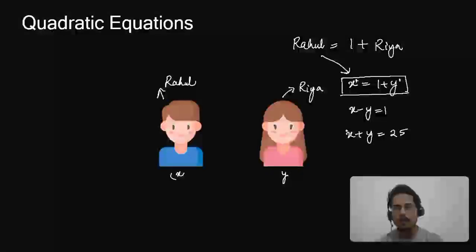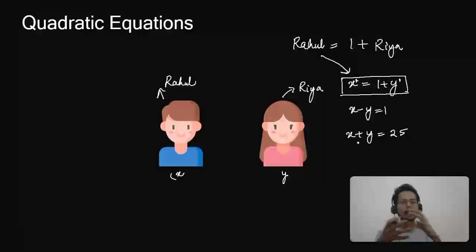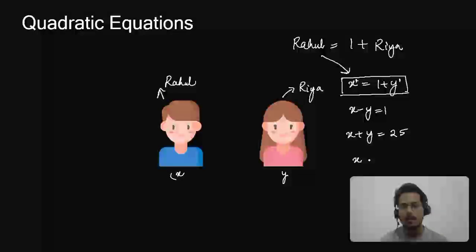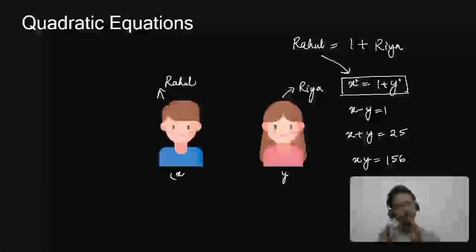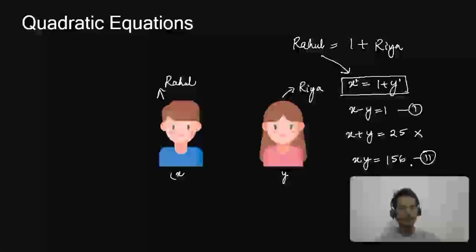But what if instead of this information, instead of telling you about their sum or their difference, or maybe that I doubled Rahul's age and tripled Ria's age and then added them or subtracted them, instead of this, what if I say that their product x into y is maybe 156? What about this? If you now proceed, I want you to forget about this equation, this is no more here. And if I tell you that I only have equation number 1 and equation number 2, and I want you to solve these, okay?